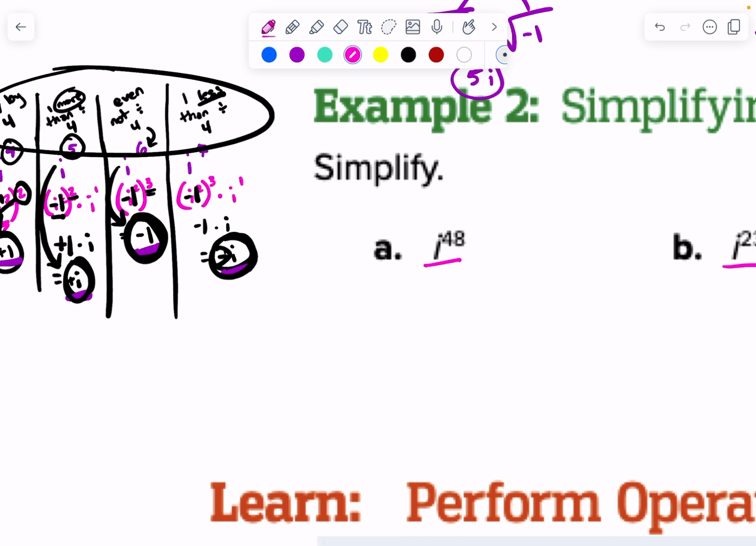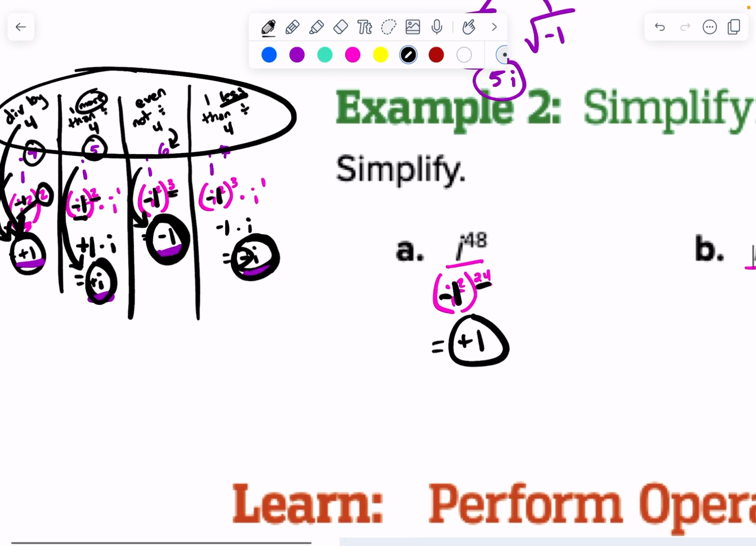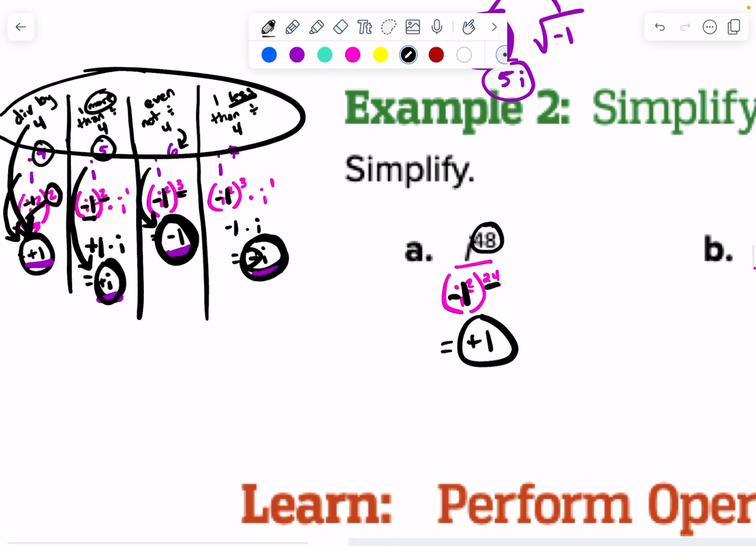So i to the 48th power. I don't know what i to the 48th power is, but I know what i squared is, and I know if you take that times itself 24 times, right? 2 times 24 will give me 48. I don't have to have an extra i hanging off, right? So this is -1 times itself 24 times. If I take a negative times itself an even number of times, it's going to give me a +1, right? Let's go back to the rules over here. 48 is a number divisible by 4, so it has +1 is what it's going to end up being.